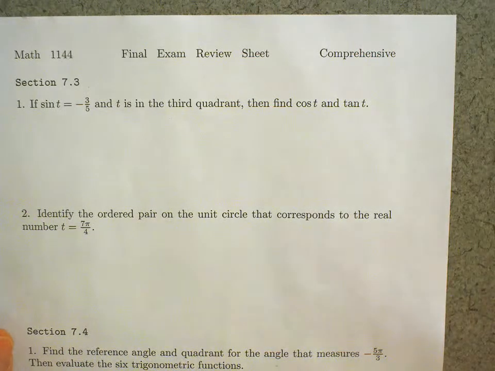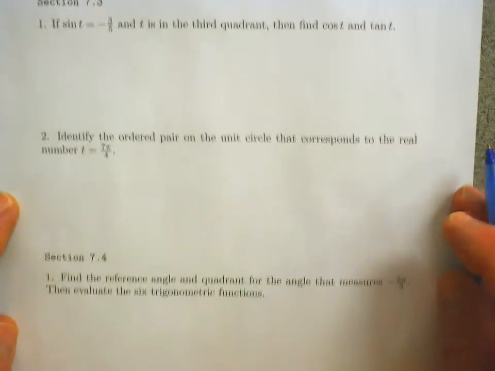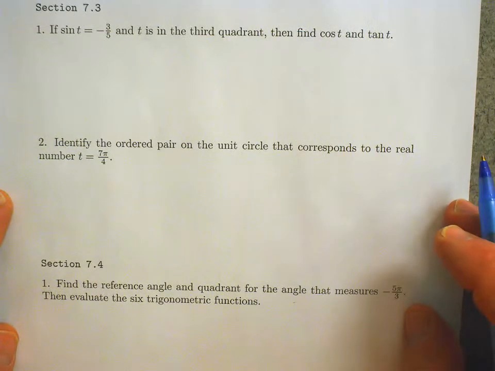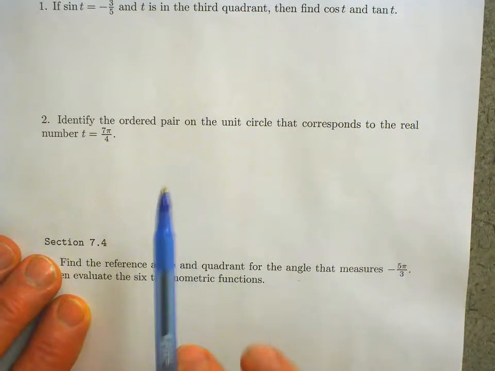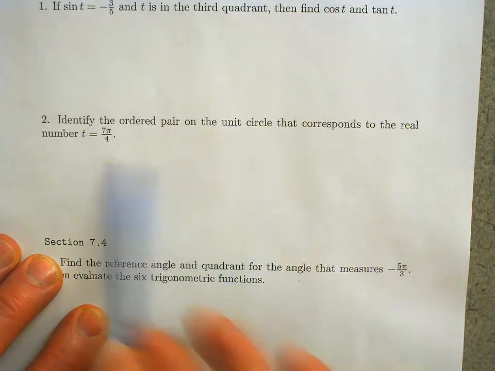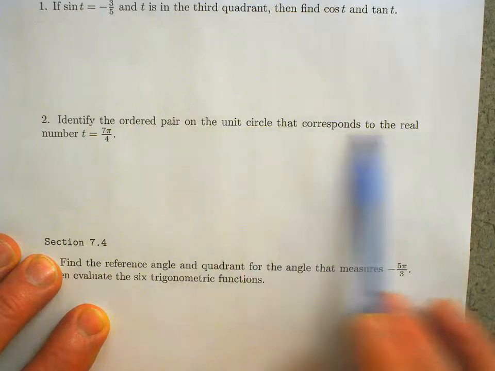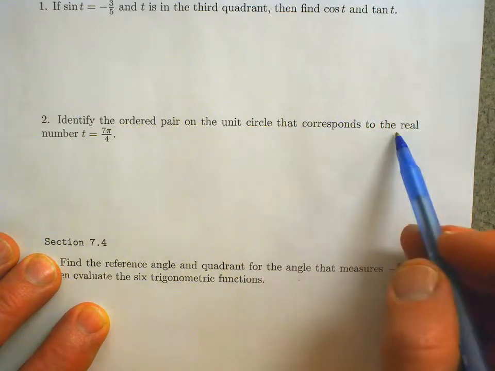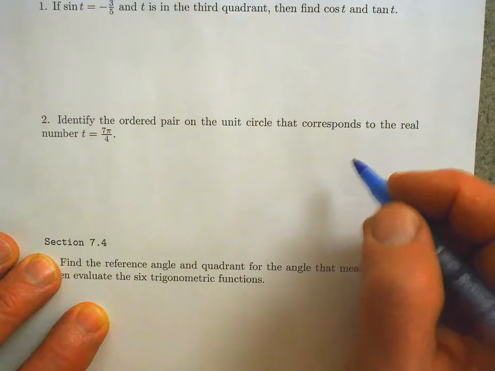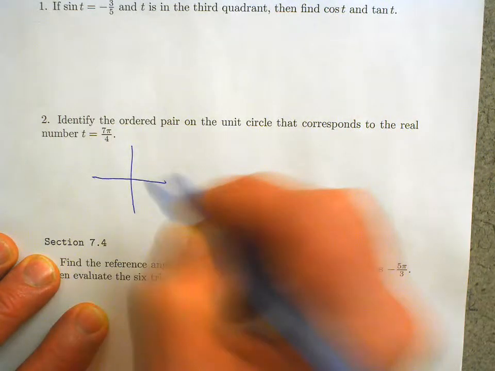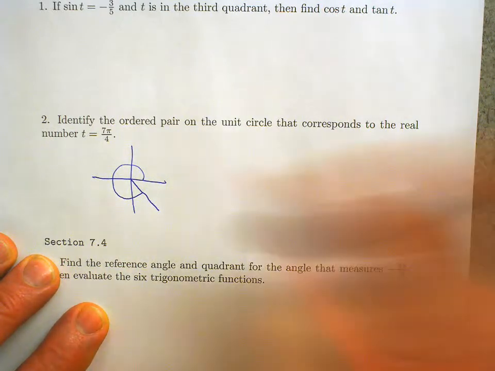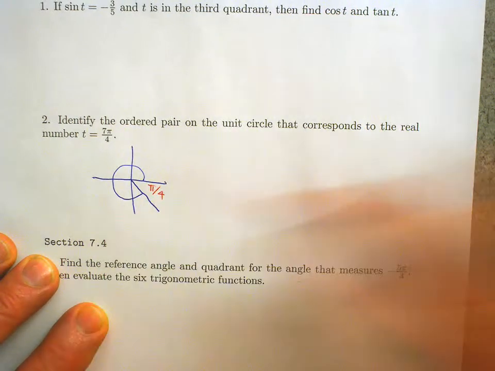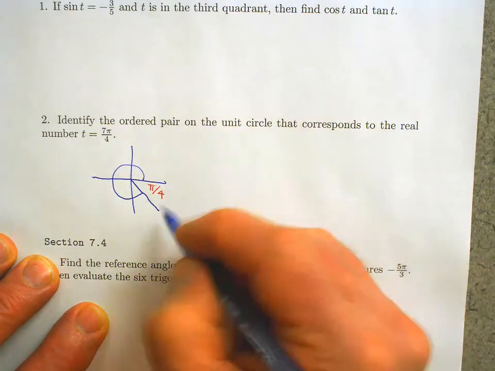Okay, we're down to less than 1 minute. I think you know how to do these other problems. So let's do this one until time runs out. Identify the ordered pair on the unit circle that corresponds to the real number t equals 7 pi over 4. 7 pi over 4 is in the fourth quadrant. The reference angle is pi over 4. But that's more detail than is necessary.